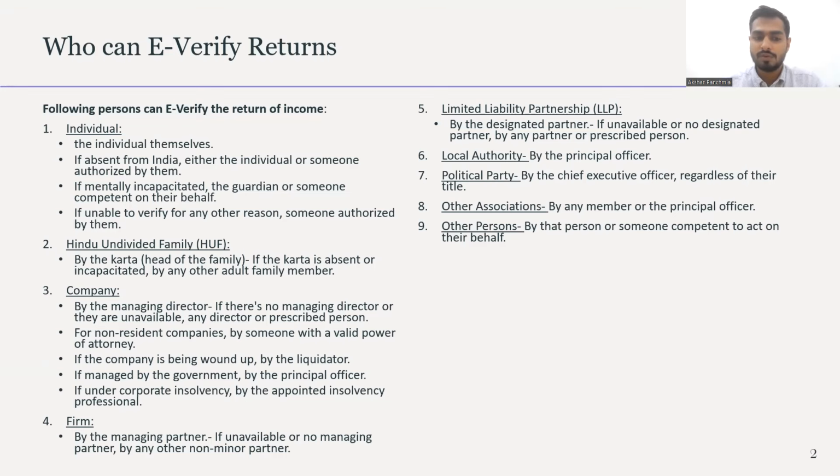In case of a partnership firm, it would be the managing partner. And where there is no other managing partner, any adult partner can sign or e-verify the return. Similarly, for LLP, it would be the designated partner, or in absence of the designated partner, or rather their unavailability, any other partner who is authorized to e-verify the return can e-verify it. For local authority, it would be the principal officer. For a political party, it would be the CEO. And for any other type of assessee, it would be the principal officer or the person who is authorized by the assessee to file the return.